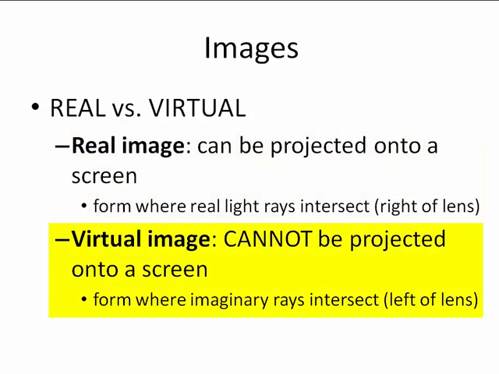Virtual images can't be projected onto a screen. You can't focus rays of light that have refracted through the lens. Some of the rays of light may have reflected instead, but the refracted rays will not form an image on a screen. Virtual images will be on the left side of a lens ray diagram.